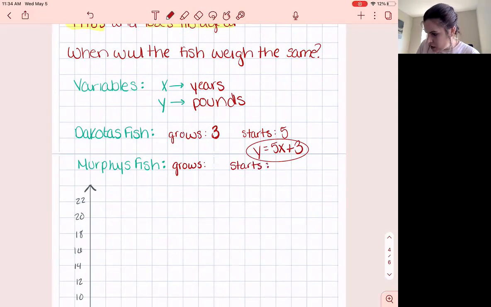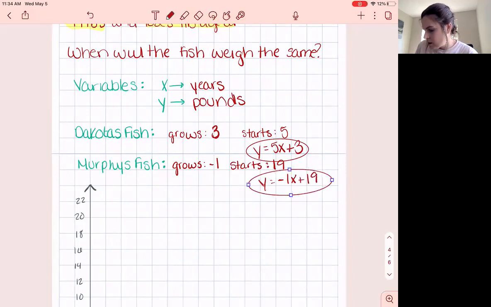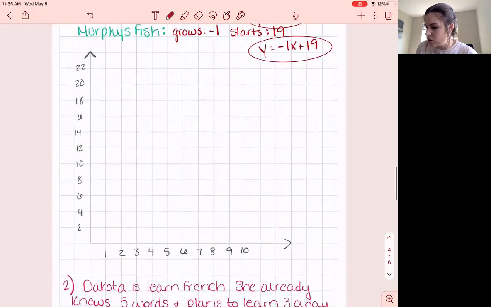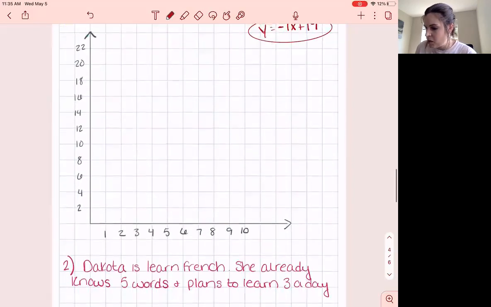His is a little different. He loses a pound a year, so he grows by -1 and starts at 19. So Murphy's rule will be Y equals negative 1x plus 19. Then we graph these to figure out when they're going to weigh the same.